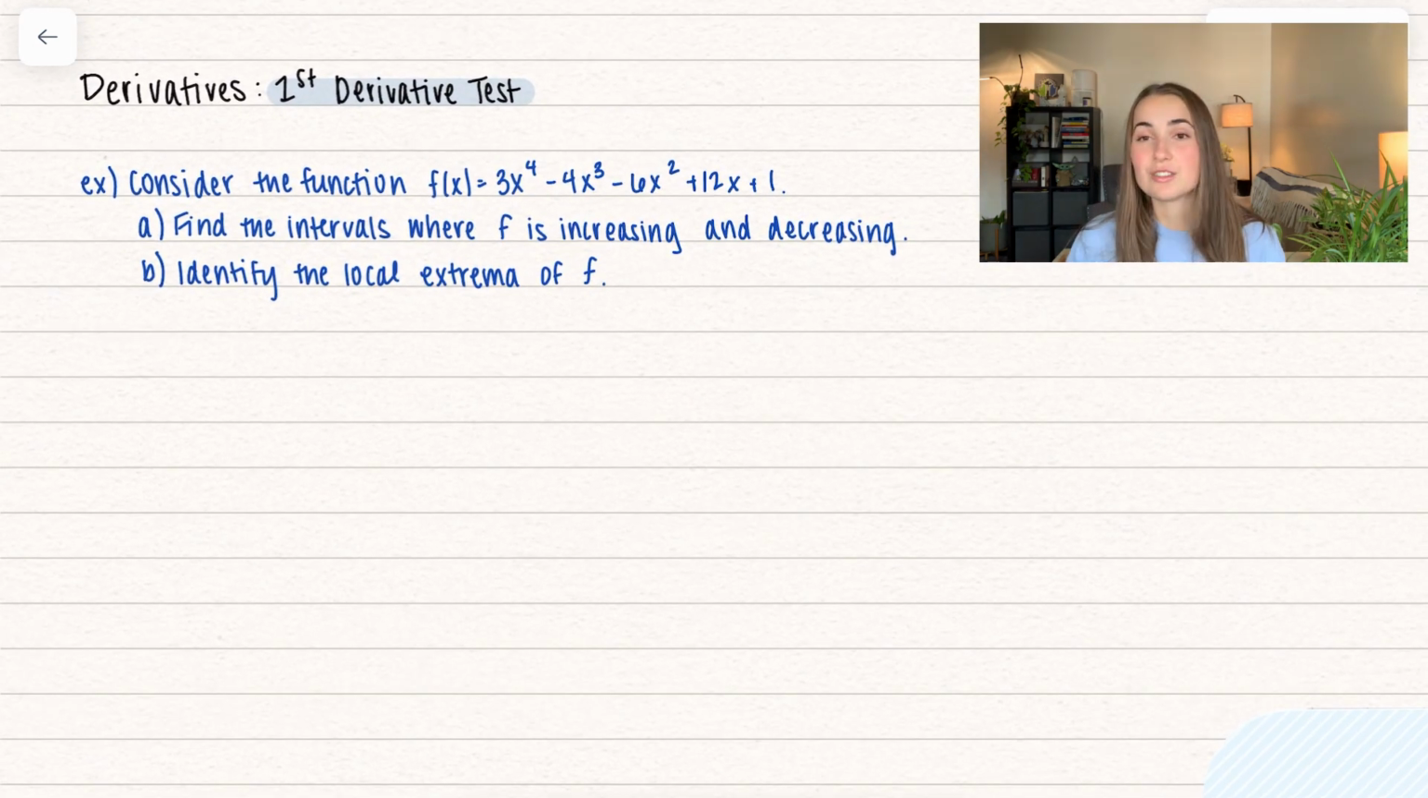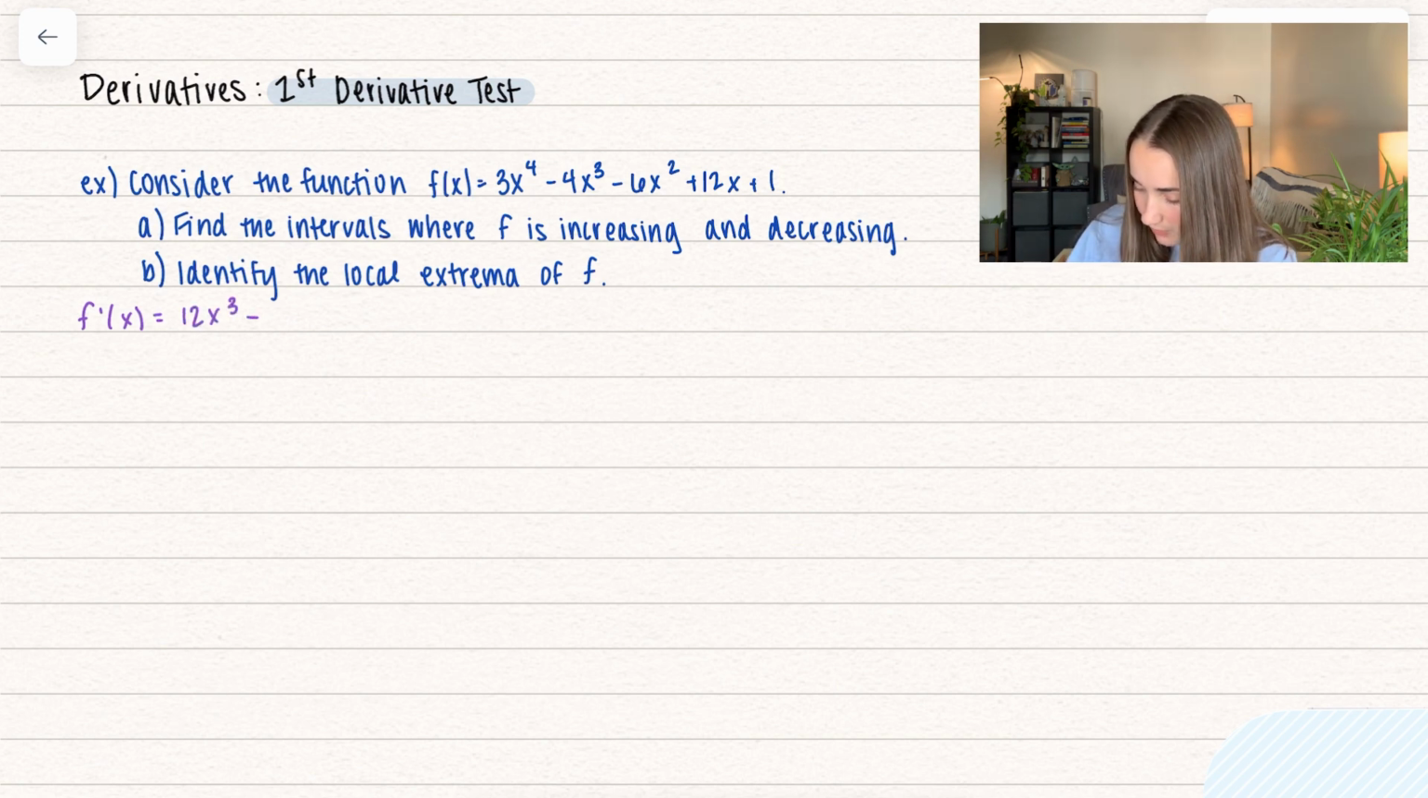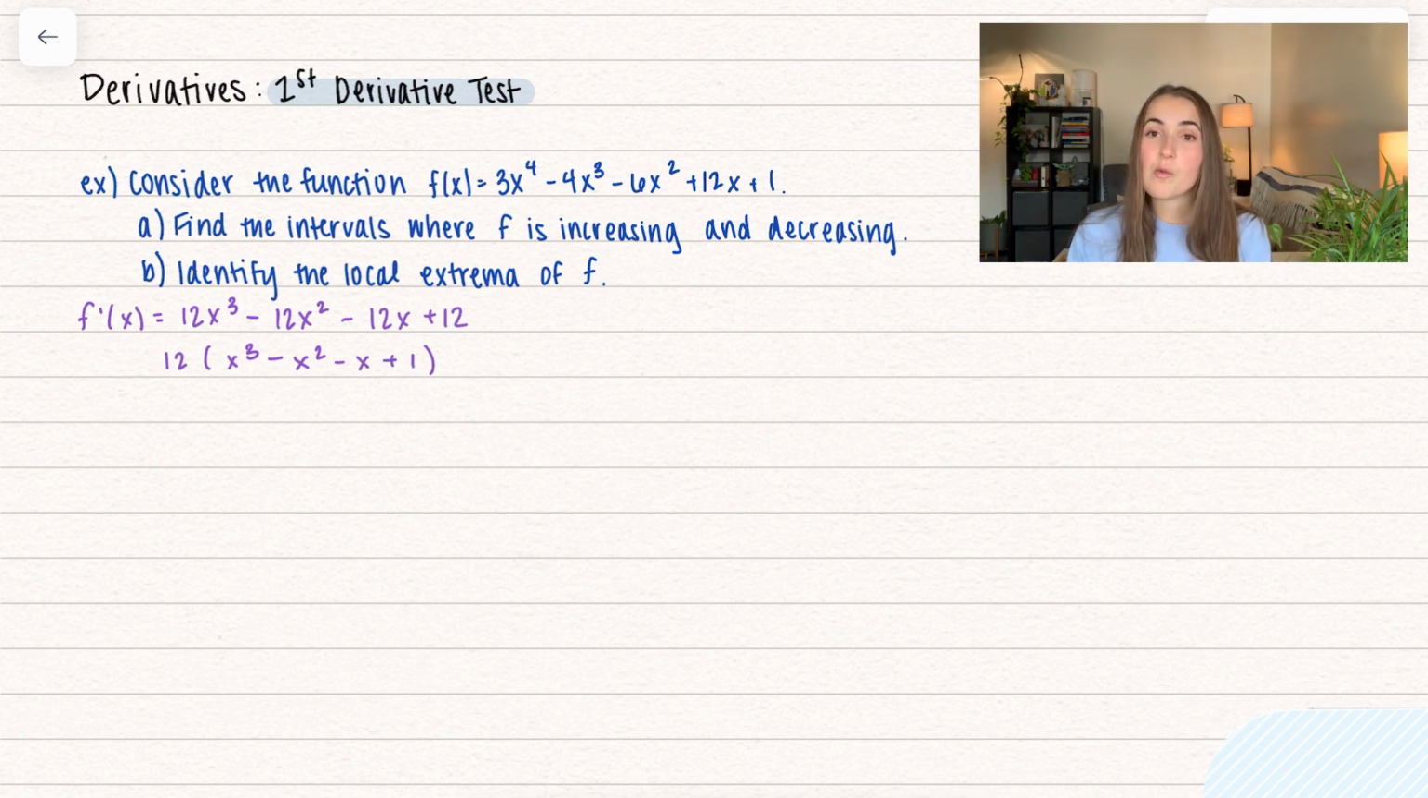First, when we find the intervals of increasing and decreasing, we need to find the first derivative. So let's go ahead and find f prime of x. This is going to be equal to 12x to the power of 3 minus 12x to the power of 2 minus 12x plus 12. What we can do next is factor it a little bit. If I take a 12 out of everything, I'm left with x cubed minus x squared minus x plus 1. So what we do next is we can use factor by grouping.